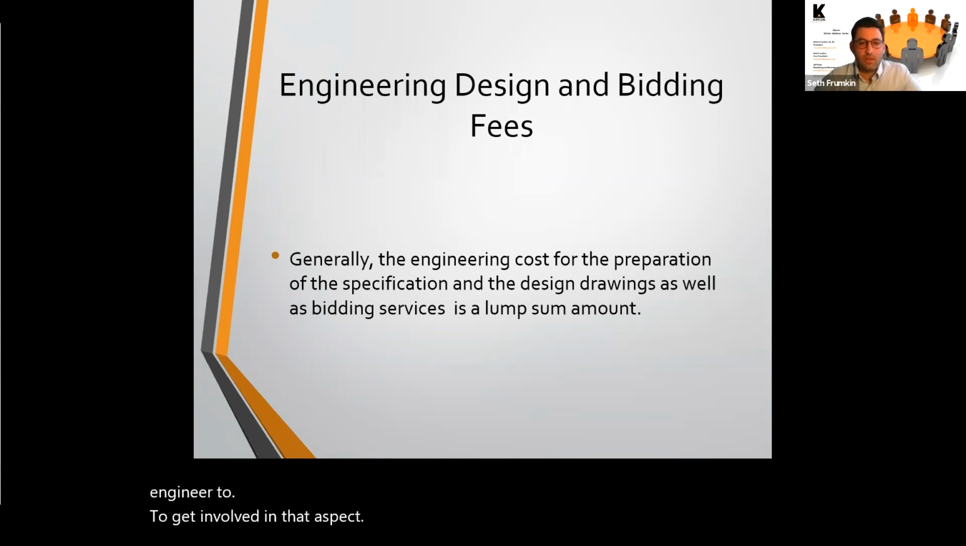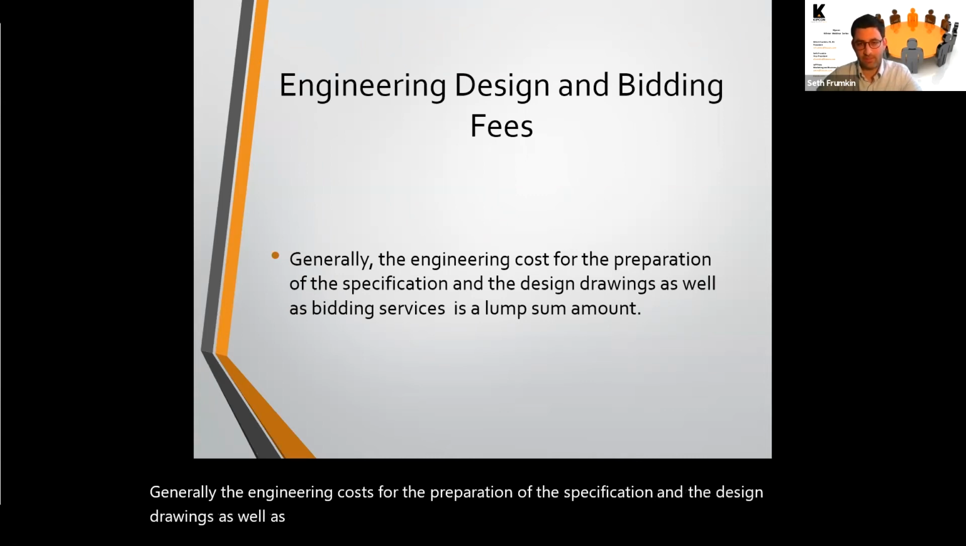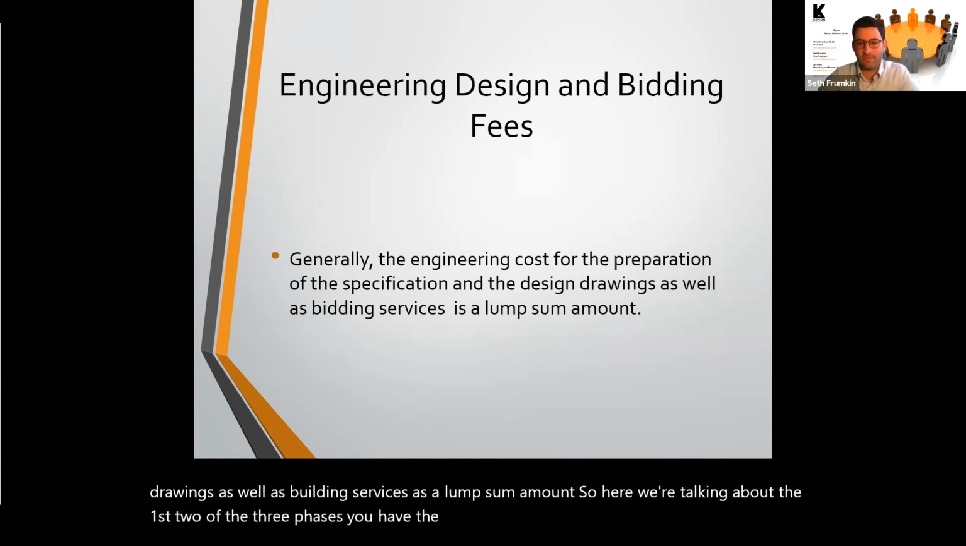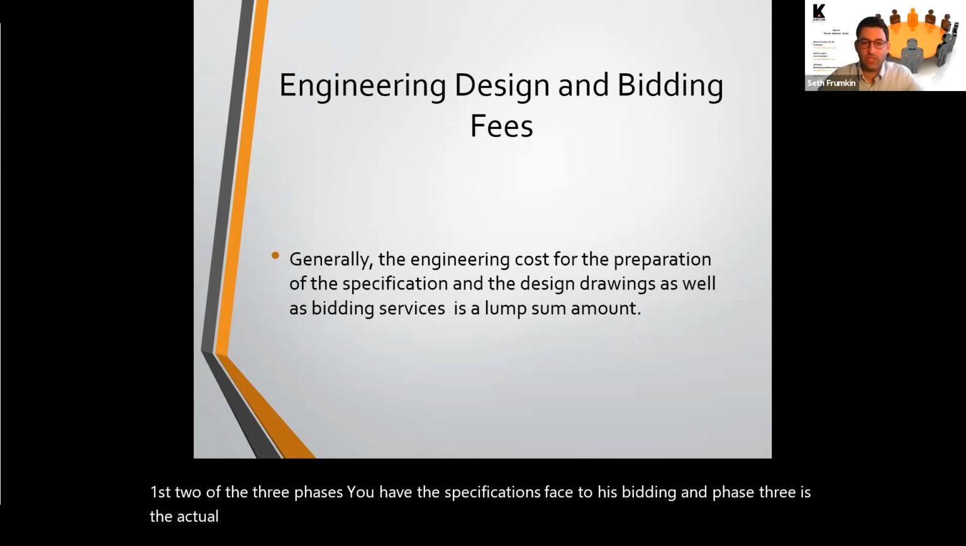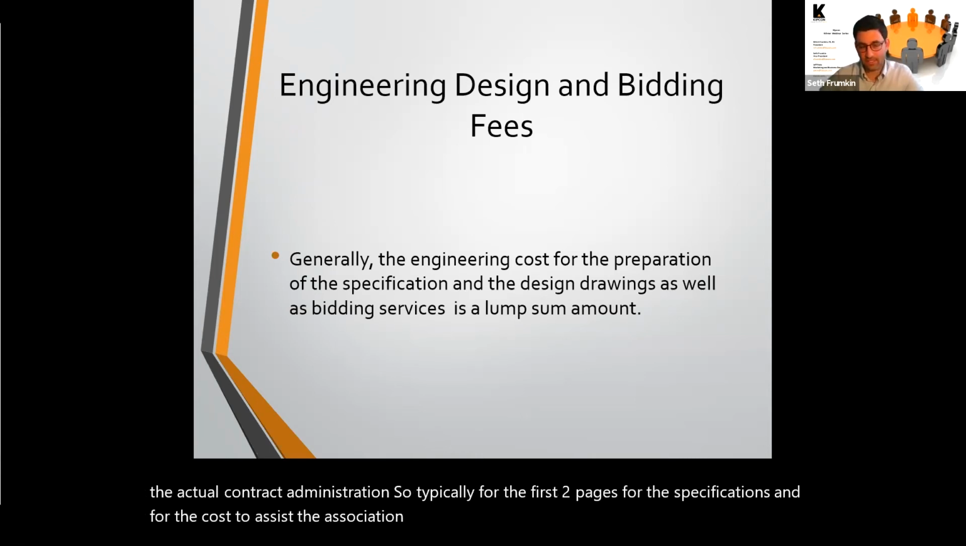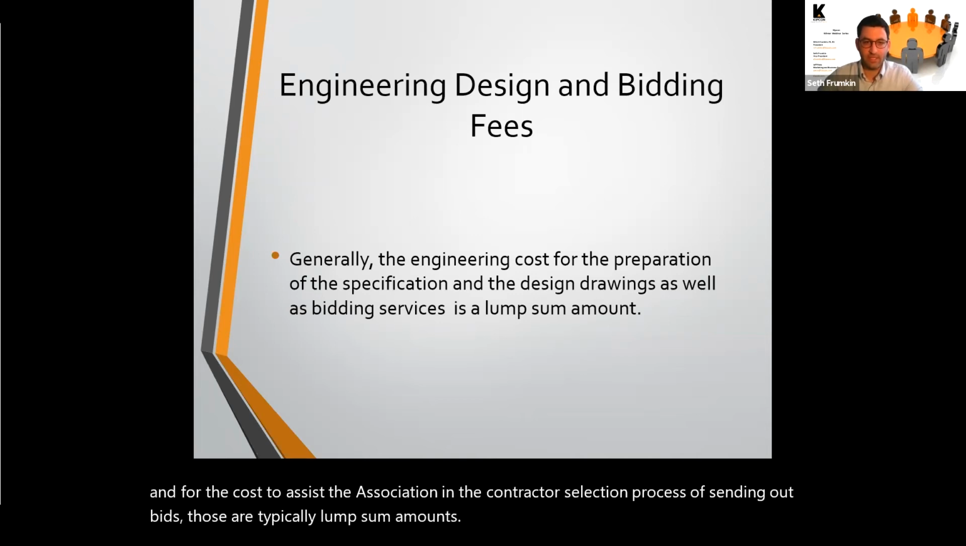So, the engineering design and bidding fees. Generally, the engineering cost for the preparation of the specification and the design drawings, as well as bidding services, is a lump sum amount. So here we're talking about the first two of the three phases. You have the specifications, phase 2 is bidding, and phase 3 is the actual contract administration. So typically for the first two phases, for the specifications and for the cost to assist the association in the contractor selection process of sending out bids, those are typically lump sum amounts. It doesn't typically get into the hourly fees.